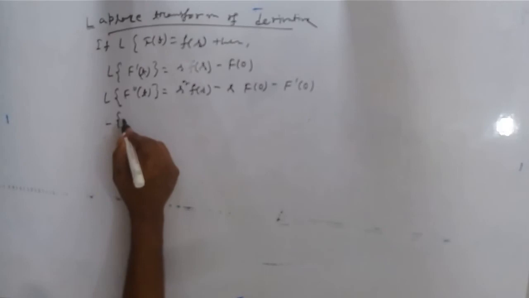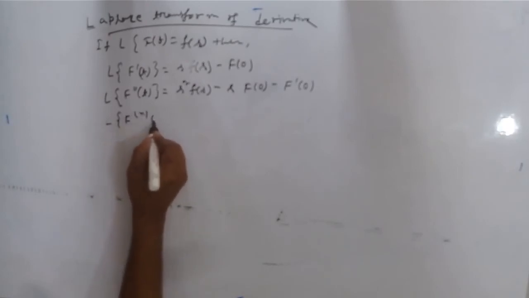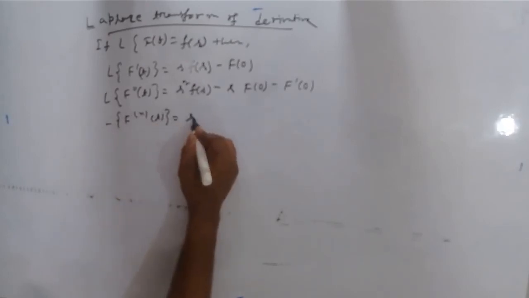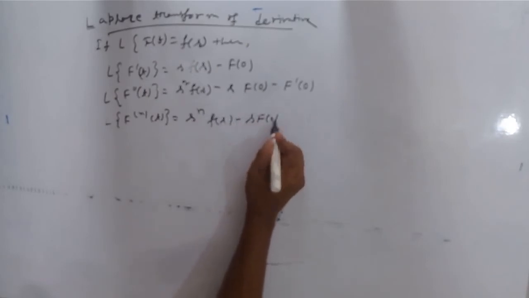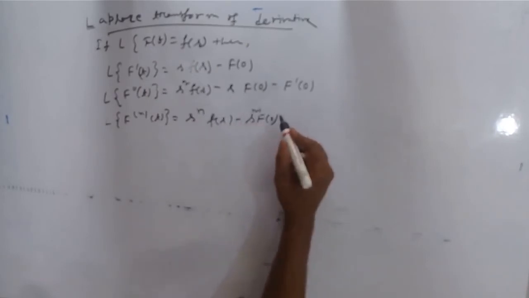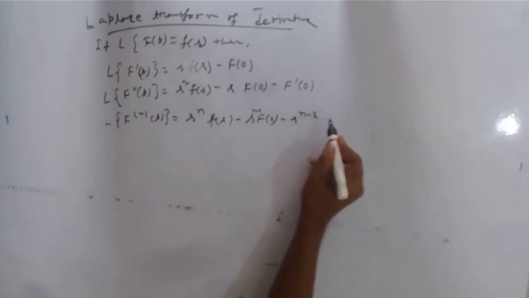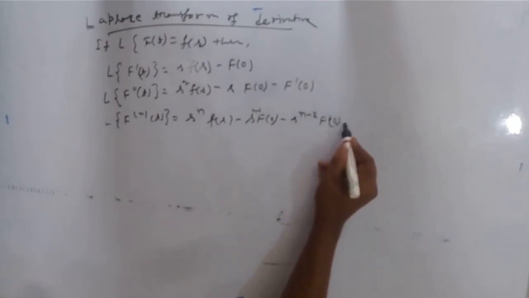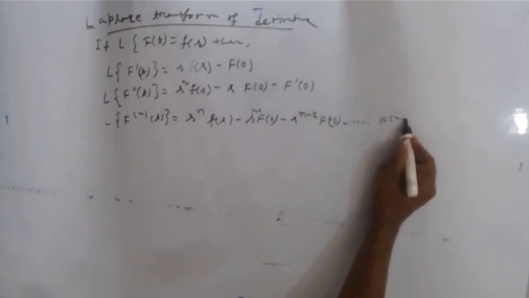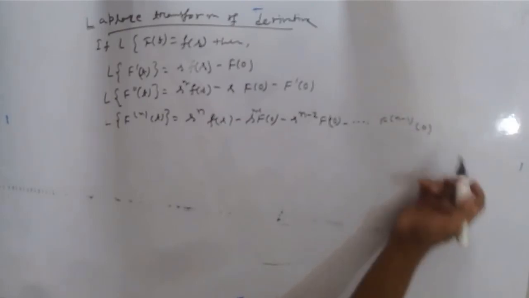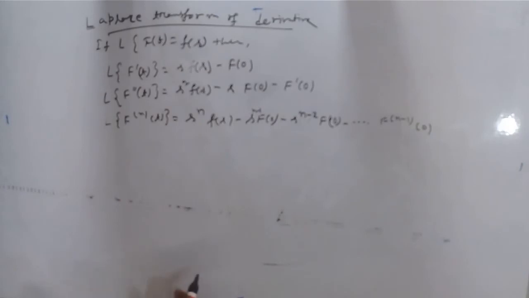L of f^n(t) equals s to the power n F(s) minus s to the power n minus 1 f(0) minus s to the power n minus 2 f dash(0) minus dot dot dot up to f^(n minus 1)(0). Okay. Now I'll go to some examples.